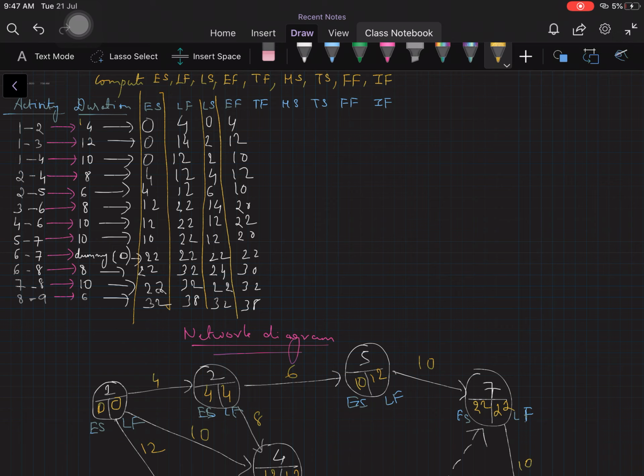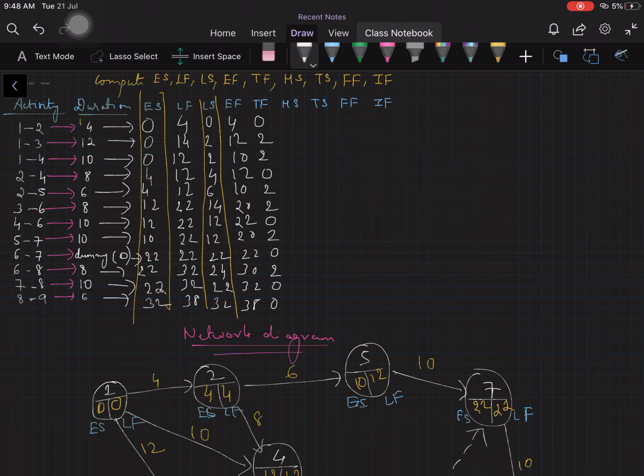So basically this minus this gives us total float. Let's fill. 4 minus 0, 4. 0 minus 0, 0. Then 2 minus 0, 2. 2 minus 0, 2. 4 minus 4, 0. 6 minus 4, 2. 14 minus 12, 2. 12 minus 12, 0. 12 minus 10, 2. 22 minus 22, 0. 24 minus 22, 2. 22 minus 22, 0. 32 minus 32, 0.